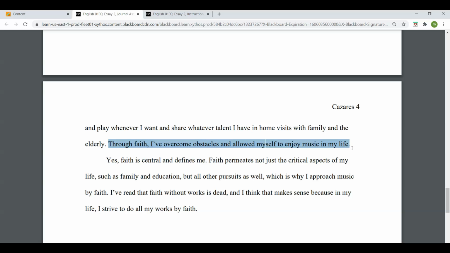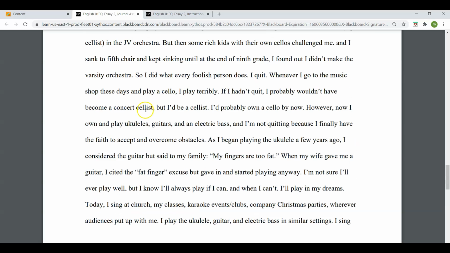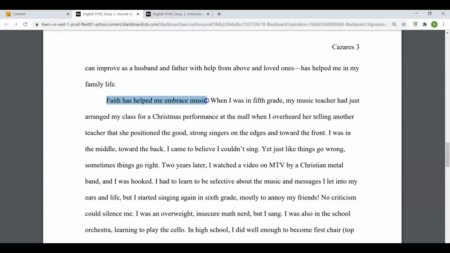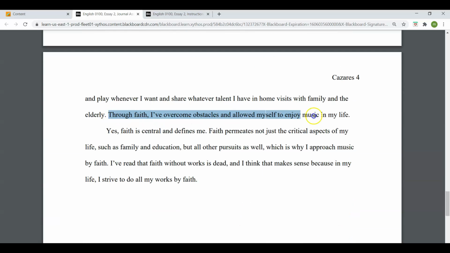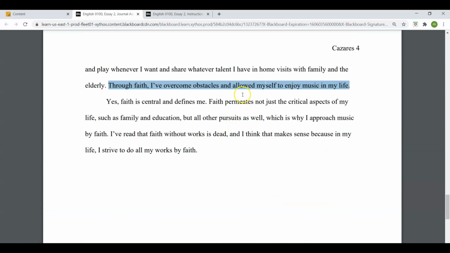Okay. So obviously, and notice this is providing kind of a roadmap for people. If you just read the first sentence and the last sentence of each of those body paragraphs, you can tell what this paragraph is about: faith in music, or I approach music through faith, right? And then by reading the last sentence, you know, oh, this paragraph must have shown some obstacles that Albert Cáceres had to overcome, right?